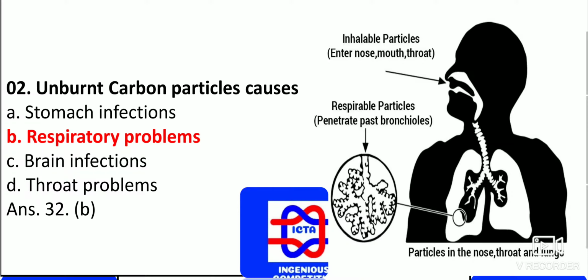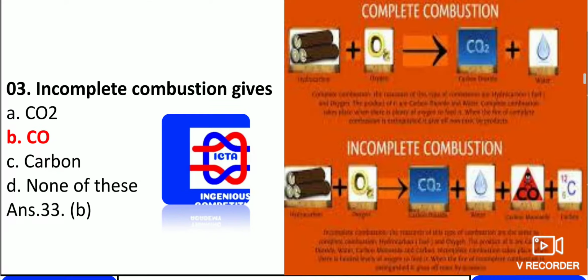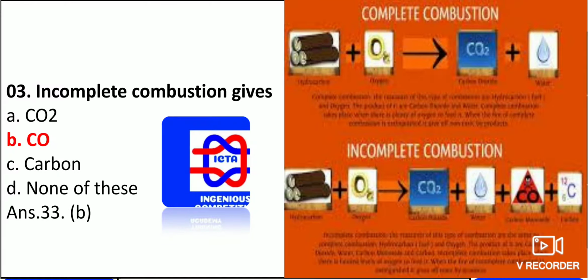So please remember, these unburned carbon particles, wherever there is a fire burning, you will find these kinds of problems. Brain infection is a different thing, and stomach infection, which causes typhoid, is also different, and throat is also different. Now we have incomplete combustion gives.